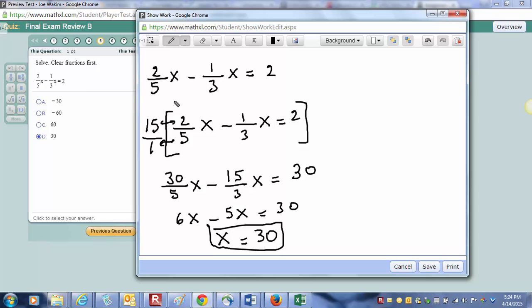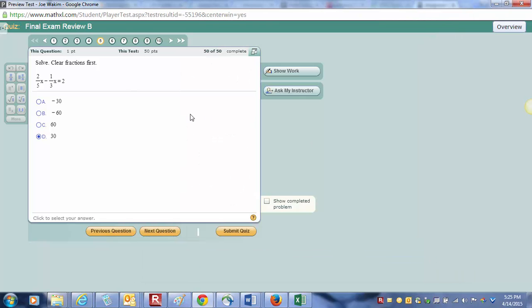So all I did in this problem, simplify the fractions, multiply every term by 15, which is the lowest common denominator. And that would bring me a simple linear equation, 6x minus 5x equals 30. Of course, that would be x equals 30. And number 6.